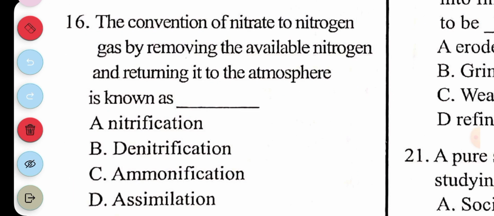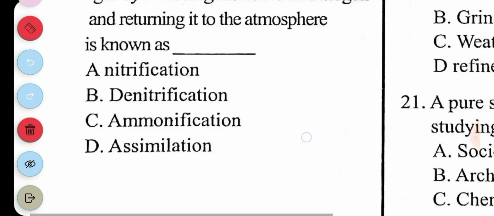Question 16. The conversion of nitrate to nitrogen gas by removing the available nitrogen and returning it to the atmosphere is known as A, nitrification; B, denitrification; C, ammonification; D, assimilation. The correct answer to this is denitrification, removal of nitrogen from absorbable form to the atmosphere.